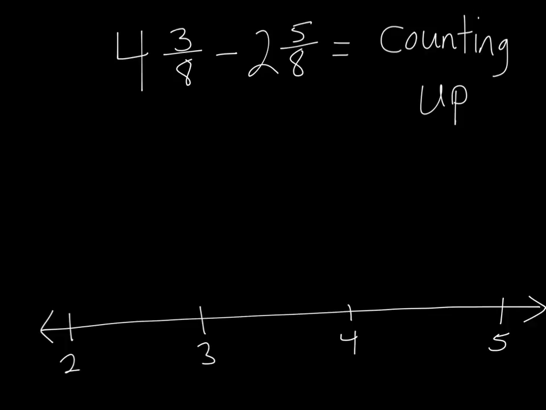The first strategy that I'm going to show you is counting up. In order to count up, I'm going to start with my smaller part, 2 5/8, and then count up to 4 3/8 so I can figure out the difference between these numbers. Because my fractional unit is eighths, I'm going to break my number line into eighths, and I'm going to put 2 5/8 on my number line.